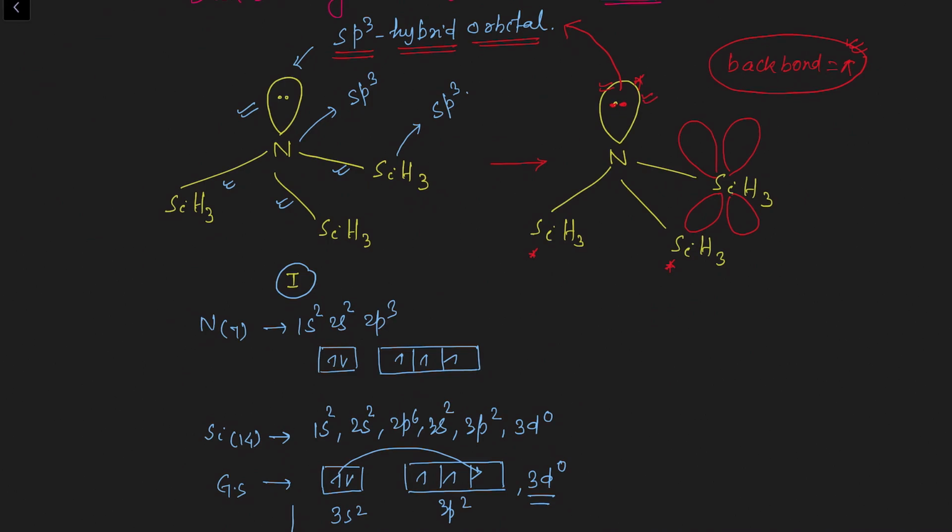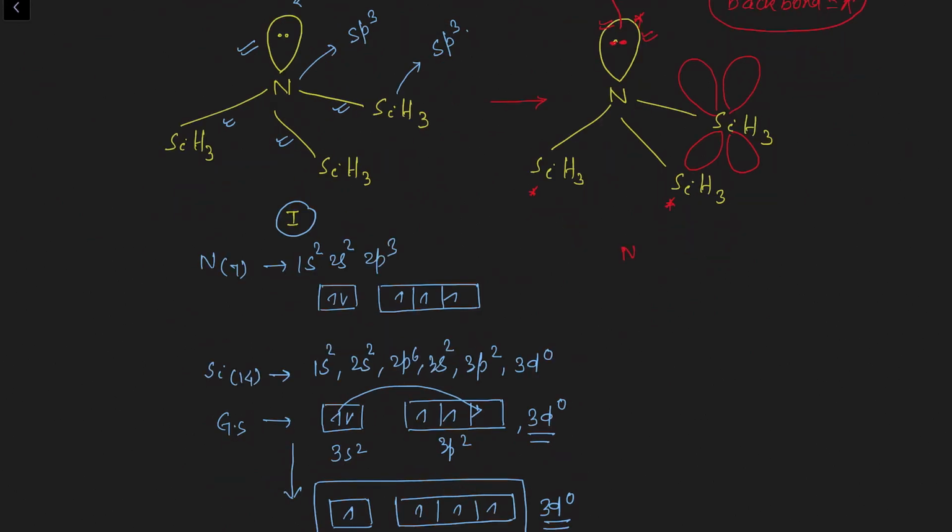See the configuration of nitrogen. This is nitrogen, atomic number 7. The configuration is 1s2, 2s2, 2p3. In terms of an energy level diagram, it will be easy to understand. This is the 2s2 and this is the 2p3. Nitrogen knows that if it forms back bonding with the silicon vacant d orbital, then the whole system will be more stable. So for this, nitrogen will bring its lone pair of electrons into a pure atomic orbital. So what will it do?